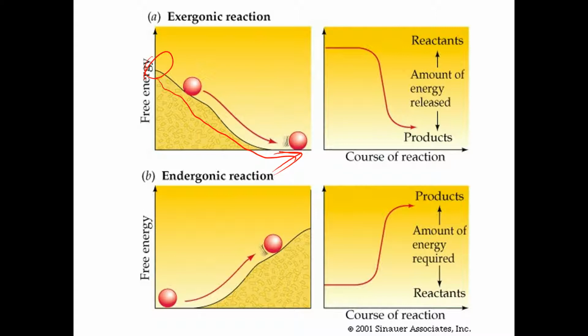Now, in an endergonic process, you have a ball at the bottom of the hill, and you've got to push it up to the top. Now, this requires energy. The ball isn't just going to spontaneously roll up to the top of the hill all by itself. You have to invest energy. In this case, the chemical reaction would take ATP. In this case, you'd physically have to push the ball up the hill.